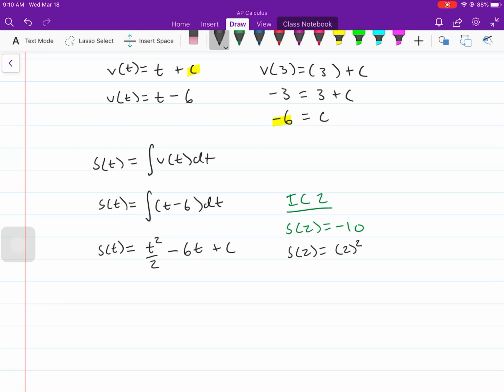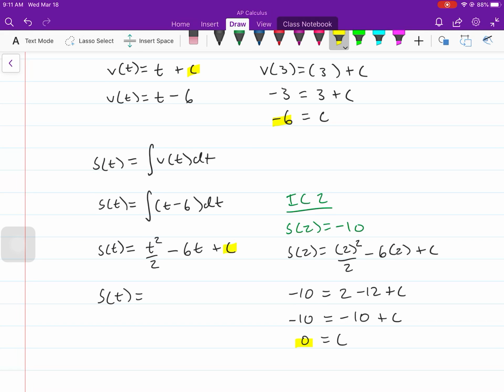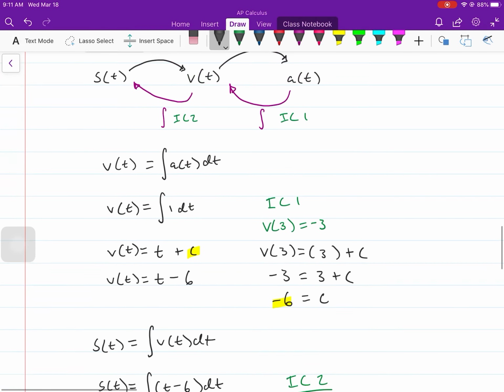So s of 2 equals 2 squared over 2 minus 6 times 2 plus c. And then negative 10 equals 4 over 2 is 2 minus 12 plus c. Negative 10 equals negative 10 plus c. And then add the 10 to the other side, and we will get 0. So c is 0 in this case. So s of t equals, we're going to just substitute that 0 in right there, t squared over 2 minus 6t.